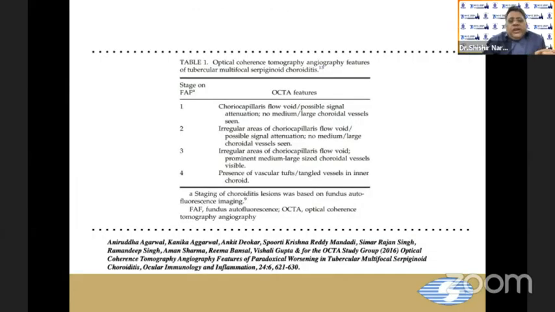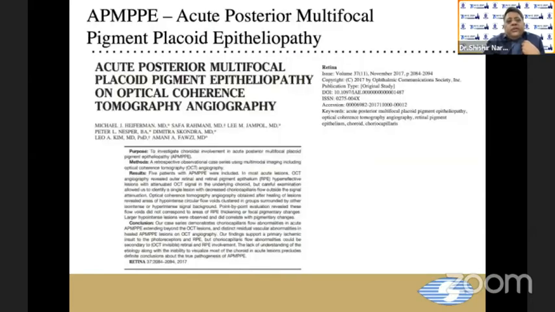And Anirudh has been working extensively, and his group at PGI, where he was earlier, have actually staged the tubercular multifocal serpiginous choroiditis into 4 stages, based on the fluorescein angiography, autofluorescence, and also on the OCTA findings.